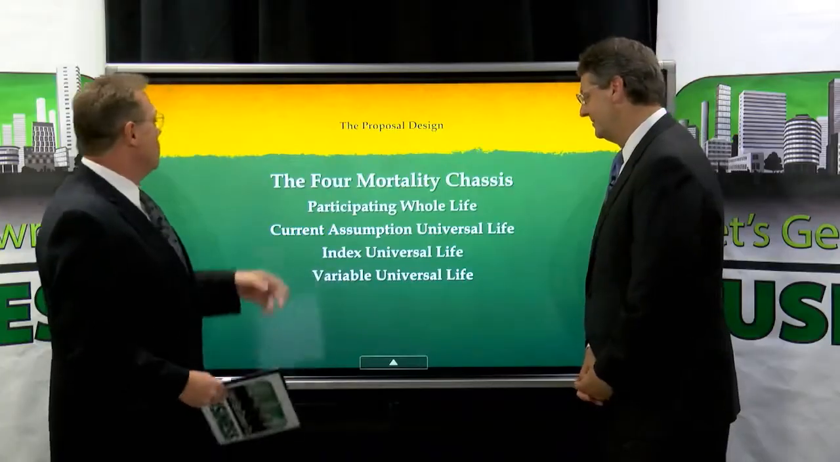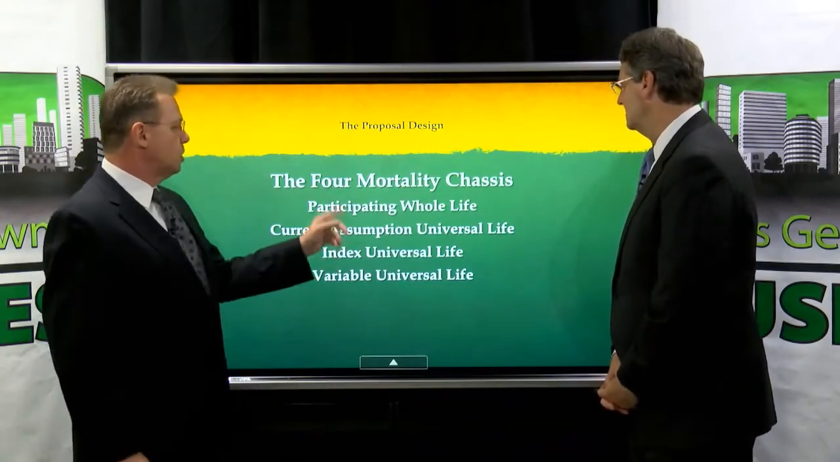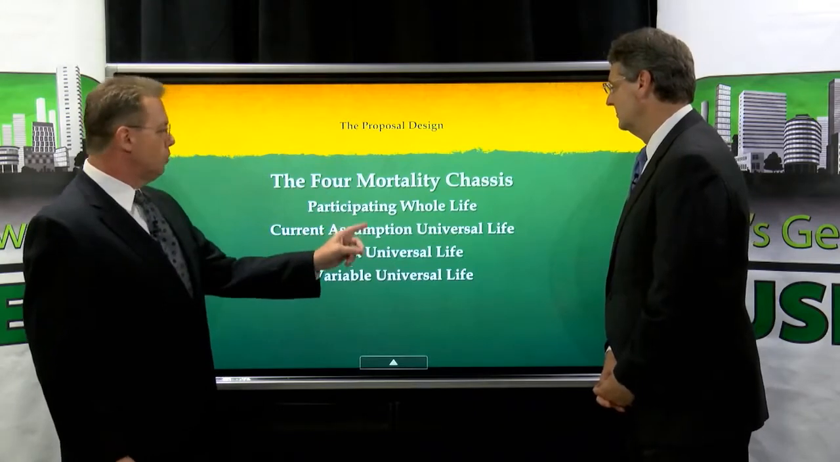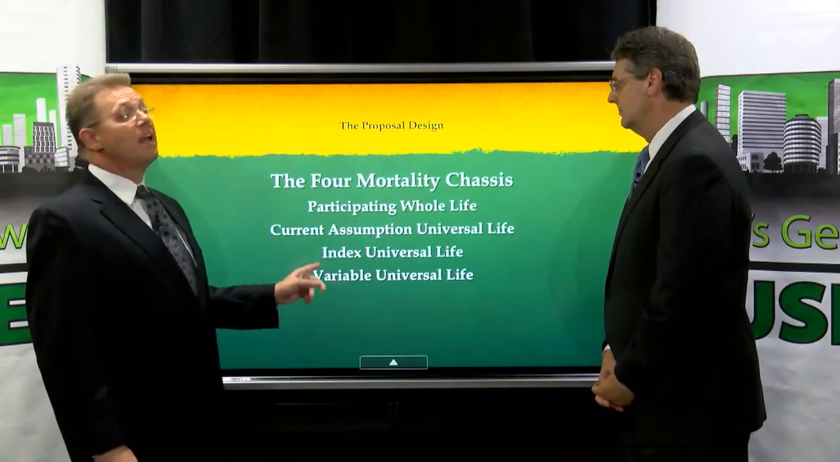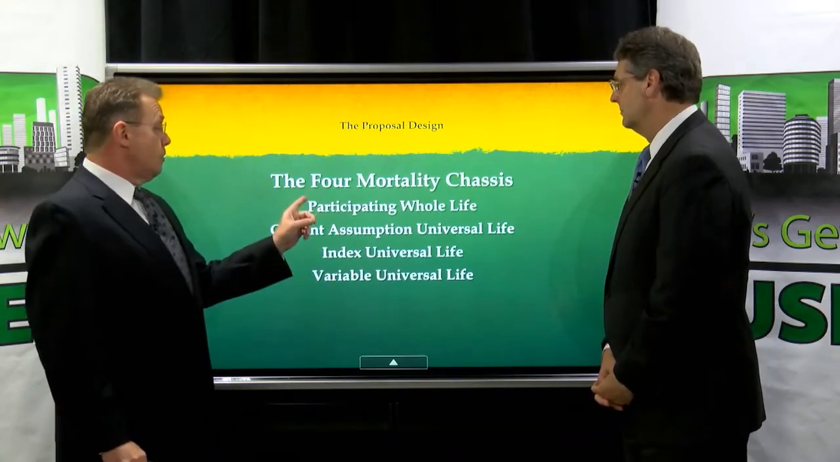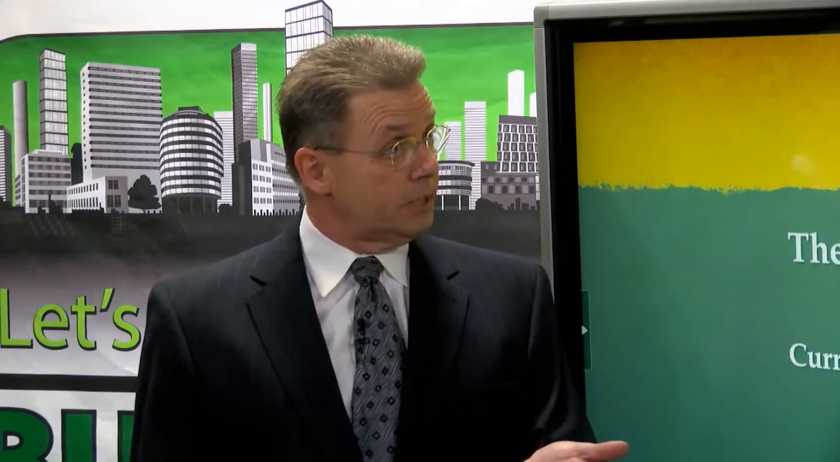Yes, absolutely. Well, let's look at the 4 mortality chassis: participating whole life, current assumption universal life, index universal life, and variable universal life. Now, there are 2 ways on participating whole life. If you do the complete base, it's about as conservative as it gets. Dividends are not guaranteed, but you could use a stealth combination of term rider and paid up additions rider that can drive that number up higher. Now remember, the term rates are current company practice, so you've got 2 ways to go.